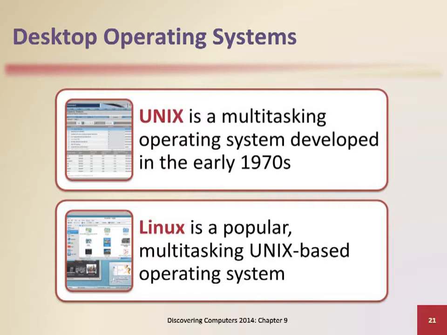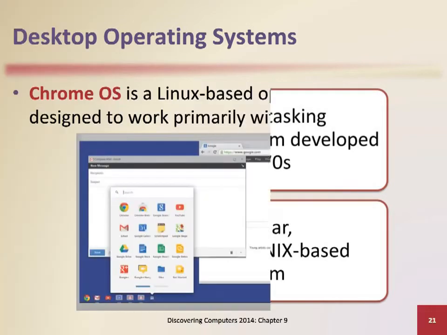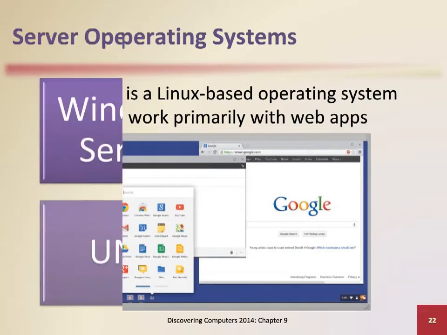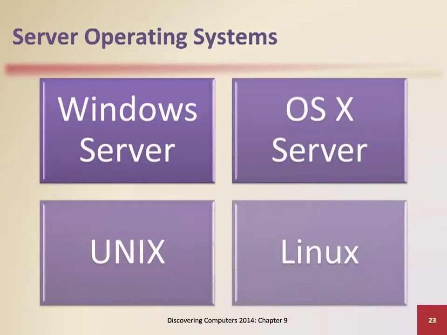Linux is open-source software and is available for both standalones and networks. Linux is available with a command line interface and with a graphical user interface. Chrome OS is Google's Linux-based operating system designed to work primarily with web apps. A server operating system is a multi-user operating system that organizes and coordinates how multiple users access and share resources on a network. Client computers on a network rely on servers for access to resources.